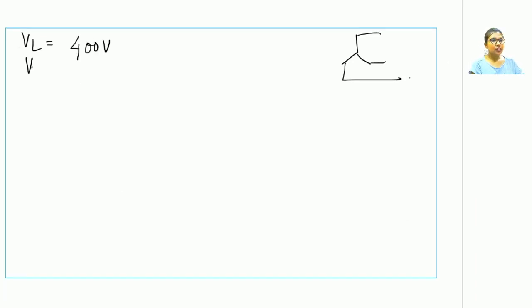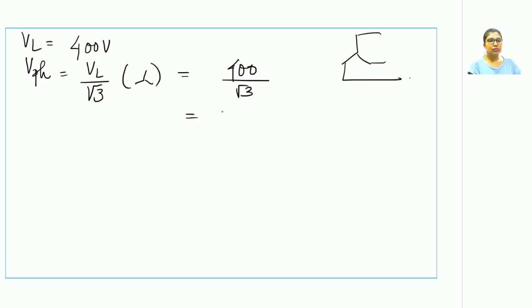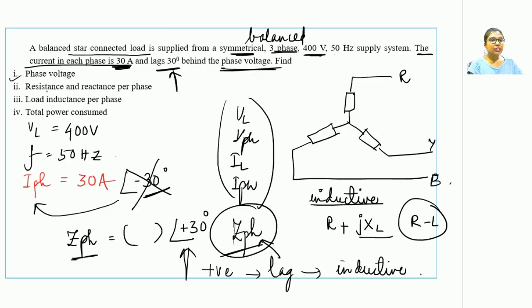For a star connection, V phase is equal to VL upon root 3. So upon substituting these values, the V phase value comes out to be 230.94 volts. So with this, the first bit is done. Second bit says resistance and reactance per phase.